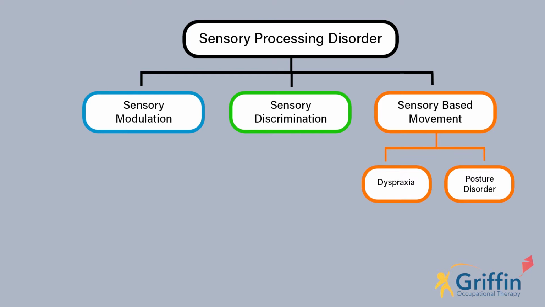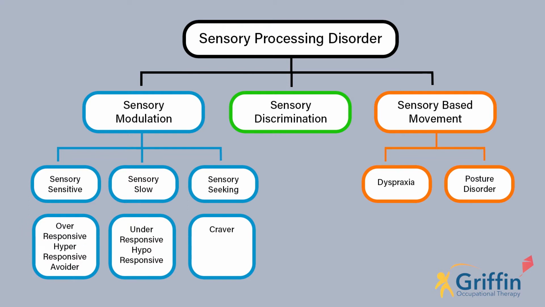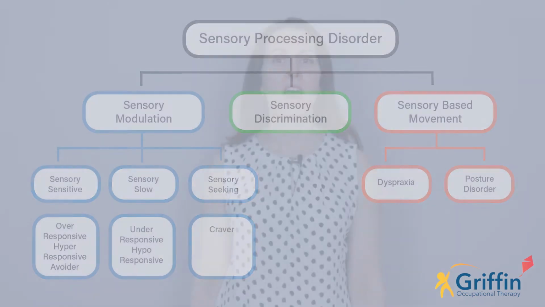Sensory modulation is then broken into three types of responses: sensory sensitivity, sensory slow, and sensory seeking. You will also hear these called over-responsive, hyper-responsive or avoider, under-responsive or hypo-responsive, and craver. The terms will differ depending on which author you're reading and who you're listening to.